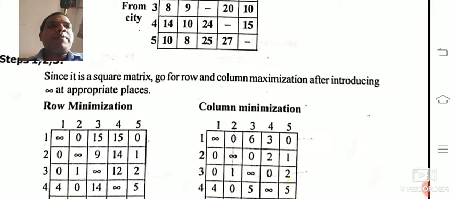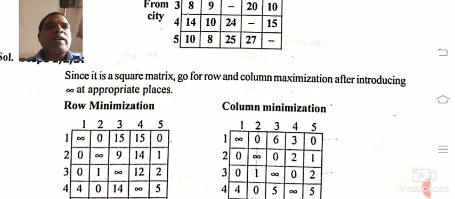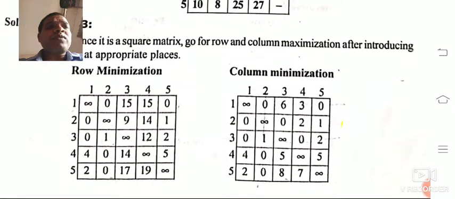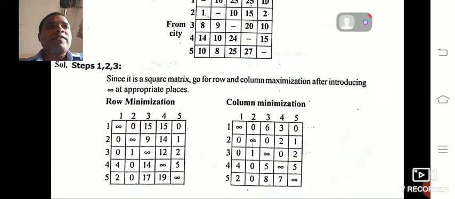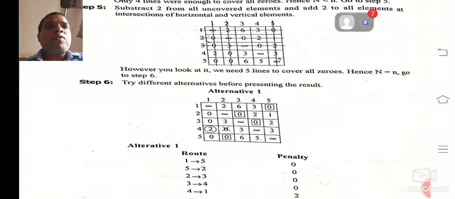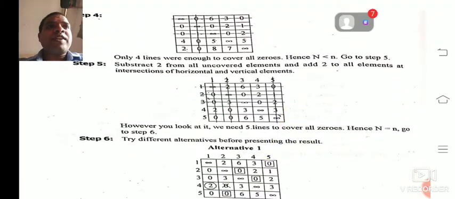Next go for column minimization. Here also, select the minimum element from every column and subtract that element from the other elements in the first column, and the same procedure we need to follow for the second column, third column, fourth and fifth. Next go for the assigning process.